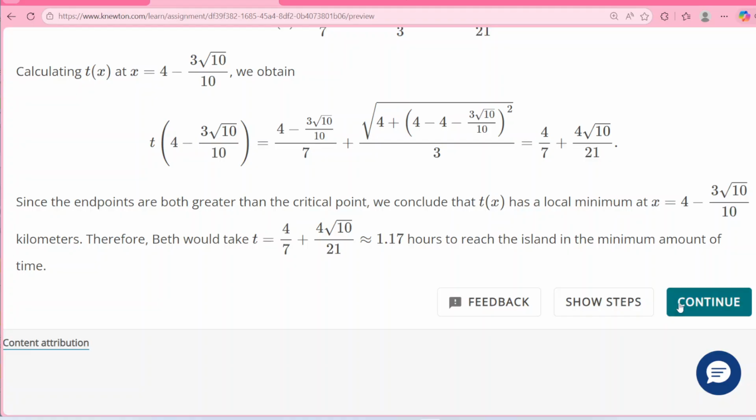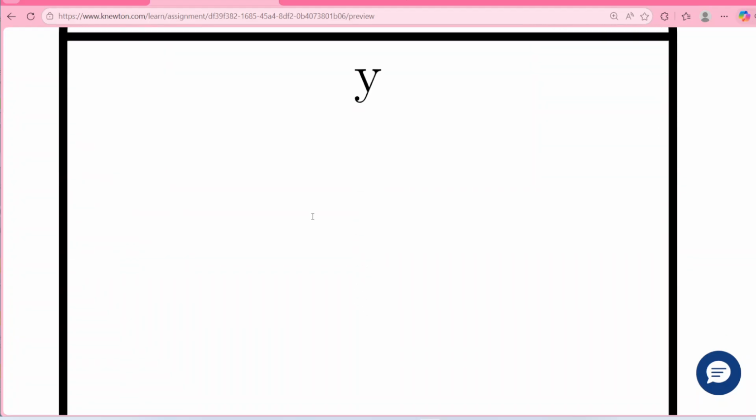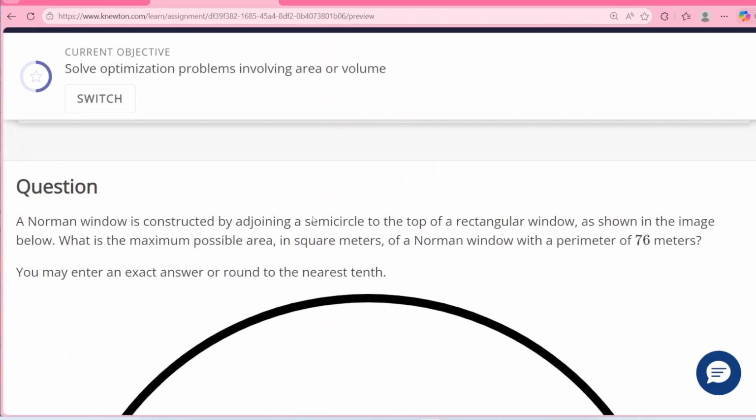All the same stuff. All right, so here's another diagram. This time you've got what looks like a rectangle with a semicircle on top of it. So we're doing optimizing area or volume again here.